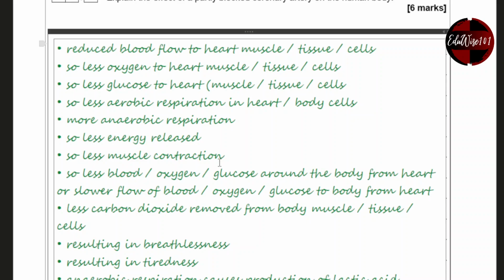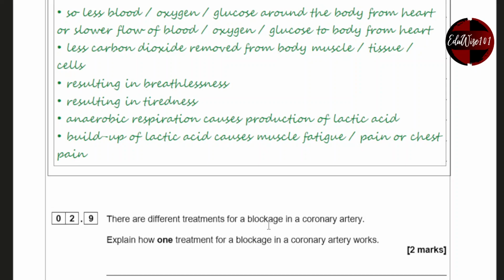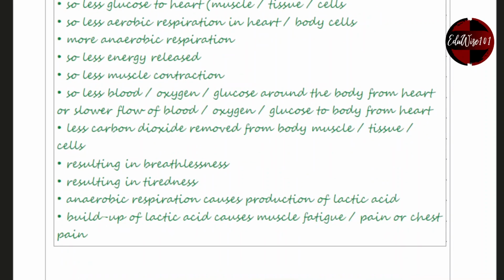So there's less muscle contraction, which means less oxygenated blood is moved around the body. Less carbon dioxide is removed from body muscle cells, resulting in breathlessness or shortness of breath, resulting in tiredness. Anaerobic respiration produces lactic acid. Buildup of lactic acid causes muscle fatigue, pain, or chest pain. Now, do you have to write all of this? Not necessarily. What they're looking for is the overall information. Can you actually write as much of this as possible?